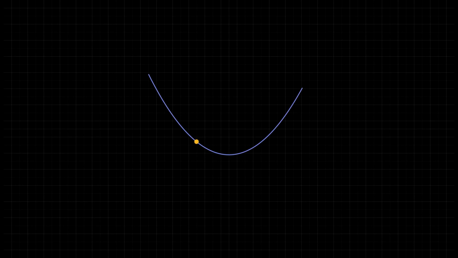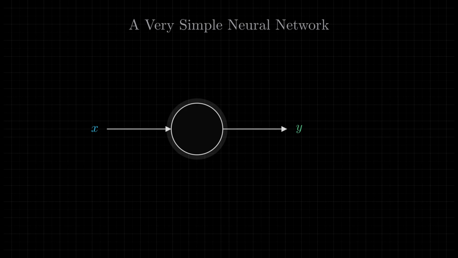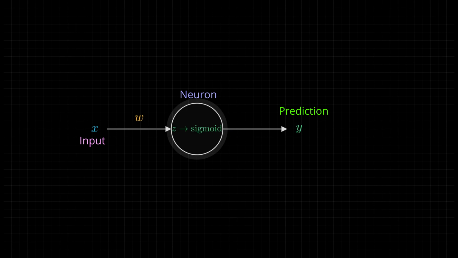Now let us move from a simple curve to a neural network. We will start with the smallest possible network. One input, one neuron, and one output. Here, X is the input. The neuron has a weight, and inside the neuron, we apply a sigmoid function. The sigmoid squeezes the value between 0 and 1. After that, we get a prediction. We call that prediction Y. So this is called the forward pass. Input goes in. The neuron computes something, and a prediction comes out.